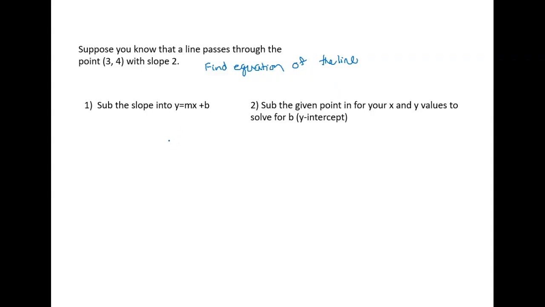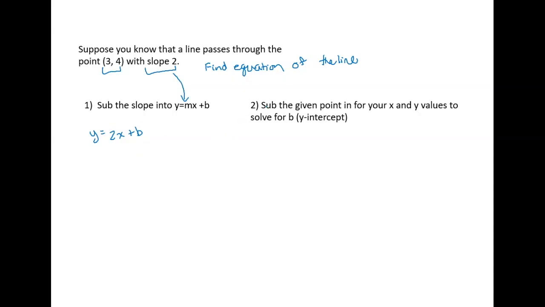So the first step is going to be to sub the slope into y equals mx plus b. So whenever I have a point and a slope, these are my steps. So the first step is to sub my m in. So my slope is 2, so I get 2x plus b. Sub it into this, right? So my 2 gets subbed into this equation. So now I have y equals 2x plus b. The problem is, though, I don't know b, and in order for me to have my equation of a line, I have to have y equals mx plus my y-intercept.